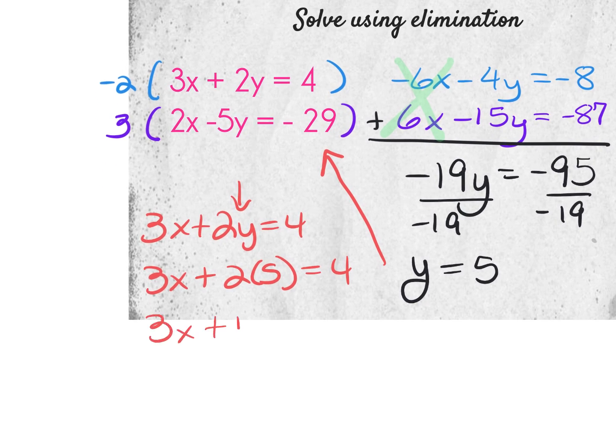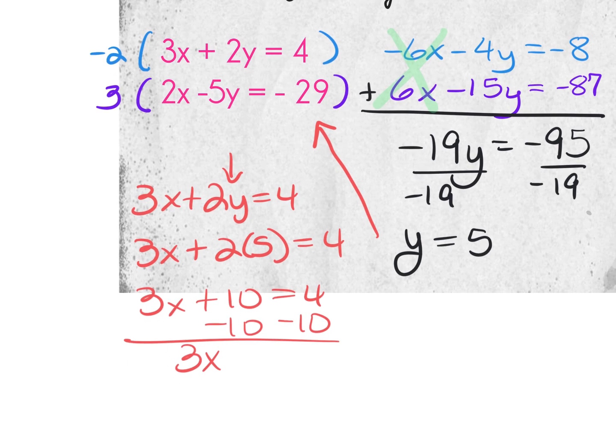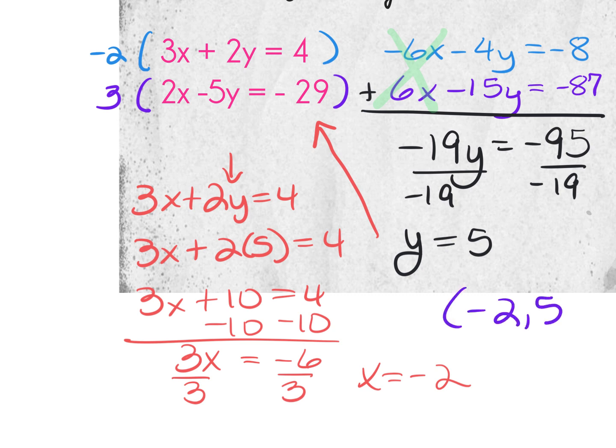3x plus, multiply, get 10. Subtract the 10. 3x equals negative 6. Divide by 3. And x equals negative 2. So the solution to this system is the ordered pair (-2, 5).